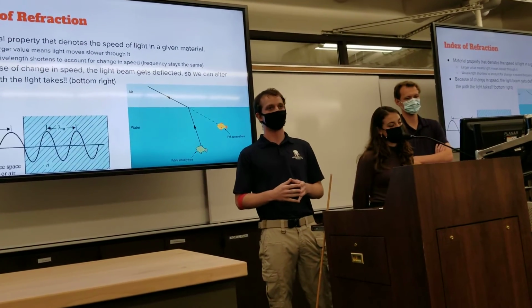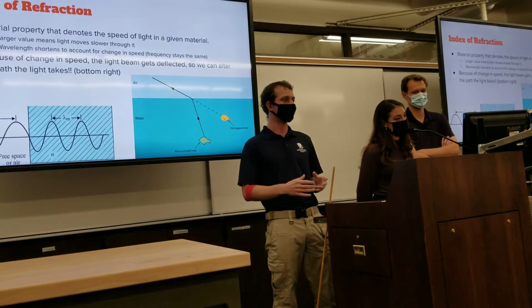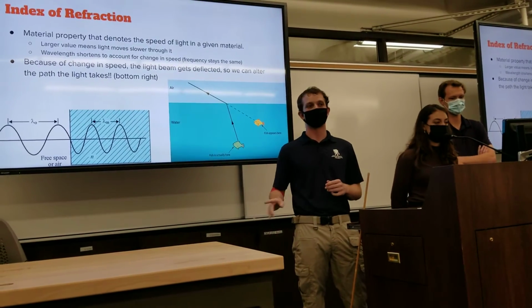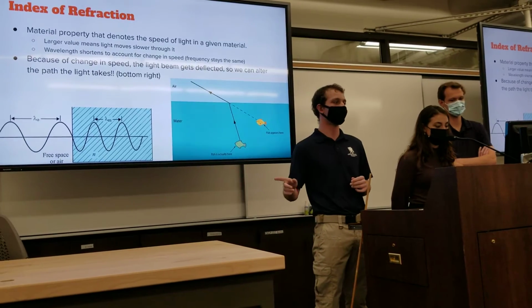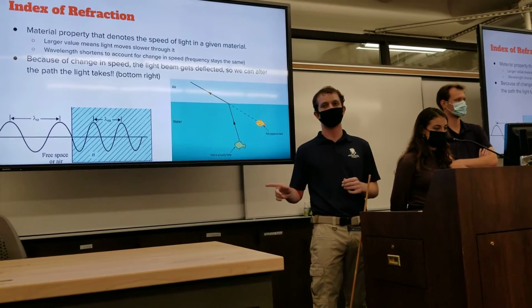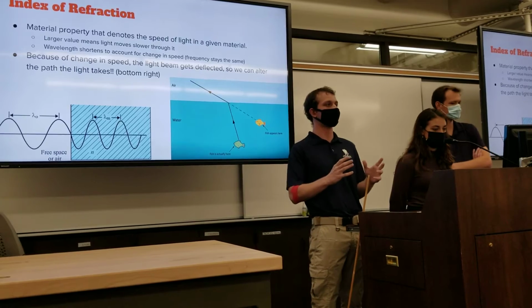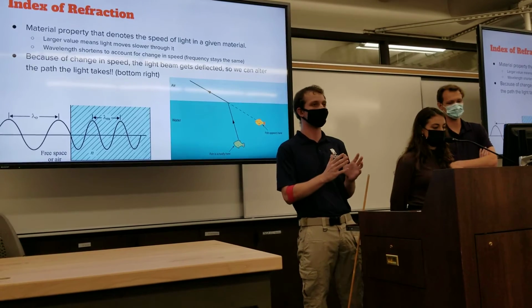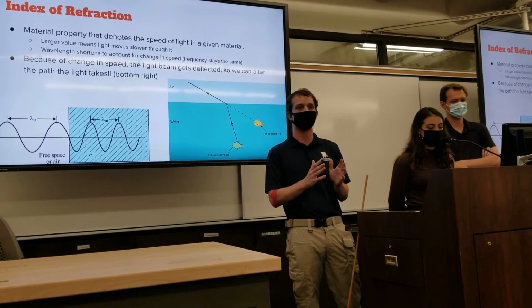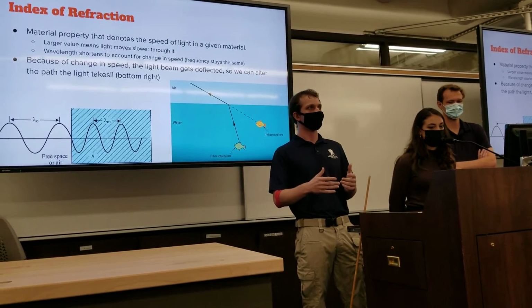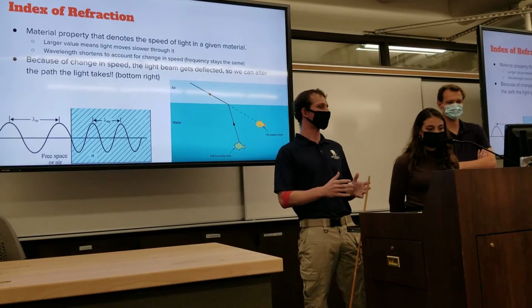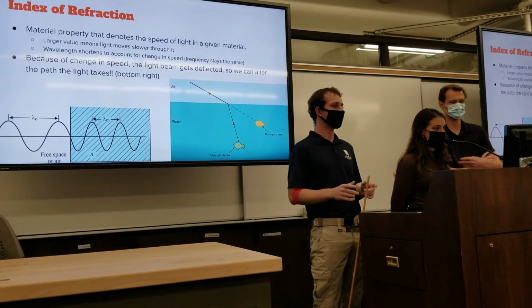And a larger value means that light will travel slower through it. A way to try and visualize this is in the bottom left. We have a wavelength going into an area with a different index of refraction, and we see that in order for it to slow down, the wavelength actually also has to decrease. So we get a shorter wavelength inside that material, and that helps visualize, I guess, that the speed is decreasing, although the frequency stays the same.